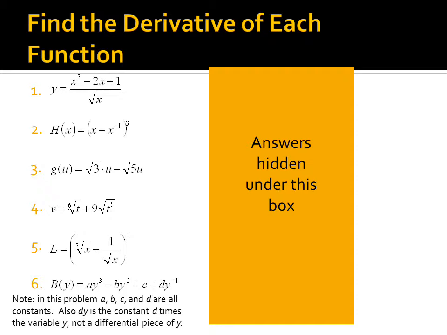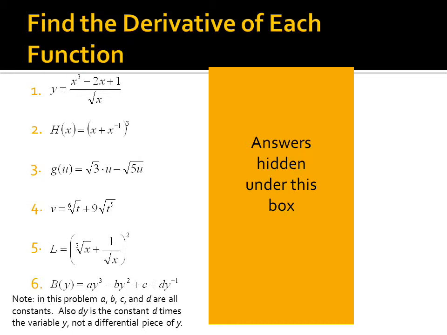But in this last one, you got all different kinds of letters. You got A, y, B, more y, C, D, even more y. So just pay attention to this note at the bottom. In this problem, A, B, C, and D are all constants. So you treat them the same way you would 5 or pi or e or anything like that.